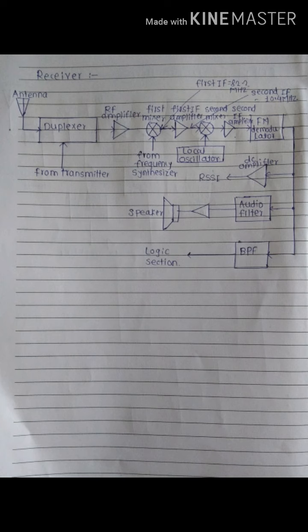The output of the duplexer is given to the RF amplifier. The RF amplifier boosts the level of the input signal up to a sufficient value. It also improves selectivity, signal to noise ratio and gain. This is the function of the RF amplifier.